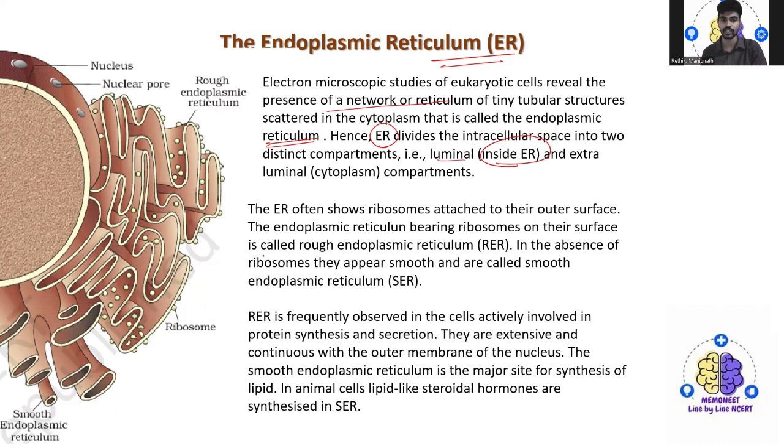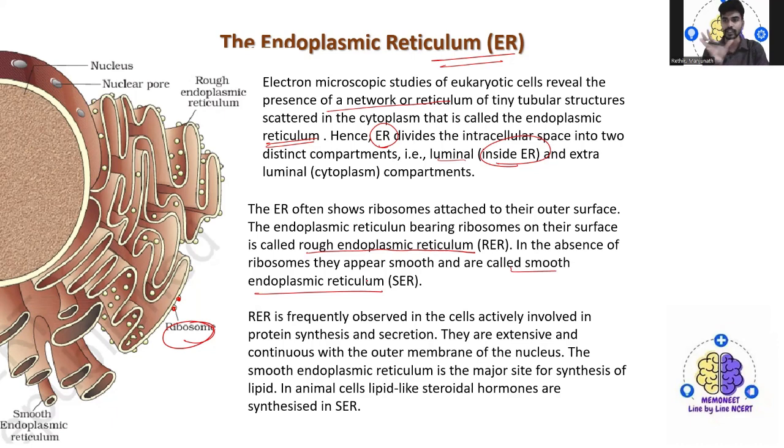One thing that you're going to see here is that the endoplasmic reticulum often shows ribosomes. These ribosomes are attached onto the outer surface of the endoplasmic reticulum, which makes the surface very rough, so we normally call it the rough endoplasmic reticulum. If these ribosomes are absent from the surface, then obviously the surface will be smooth, and we name that the smooth endoplasmic reticulum.